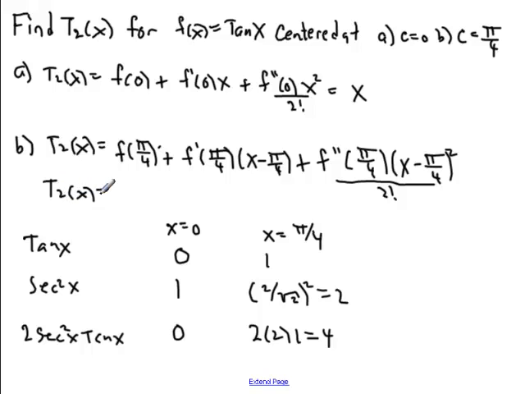And therefore, we get t2 of x centered at pi over 4. t2 of x is equal to 1 plus 2 times x minus pi over 4 plus 4 over 2 factorial, x minus pi over 4 squared.